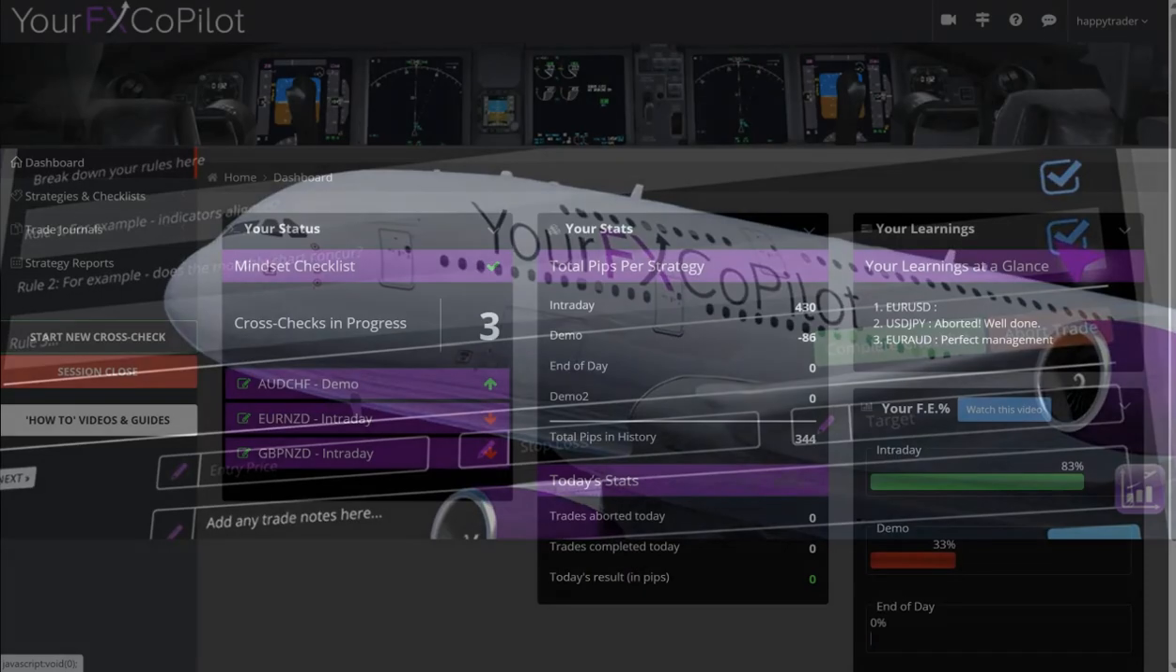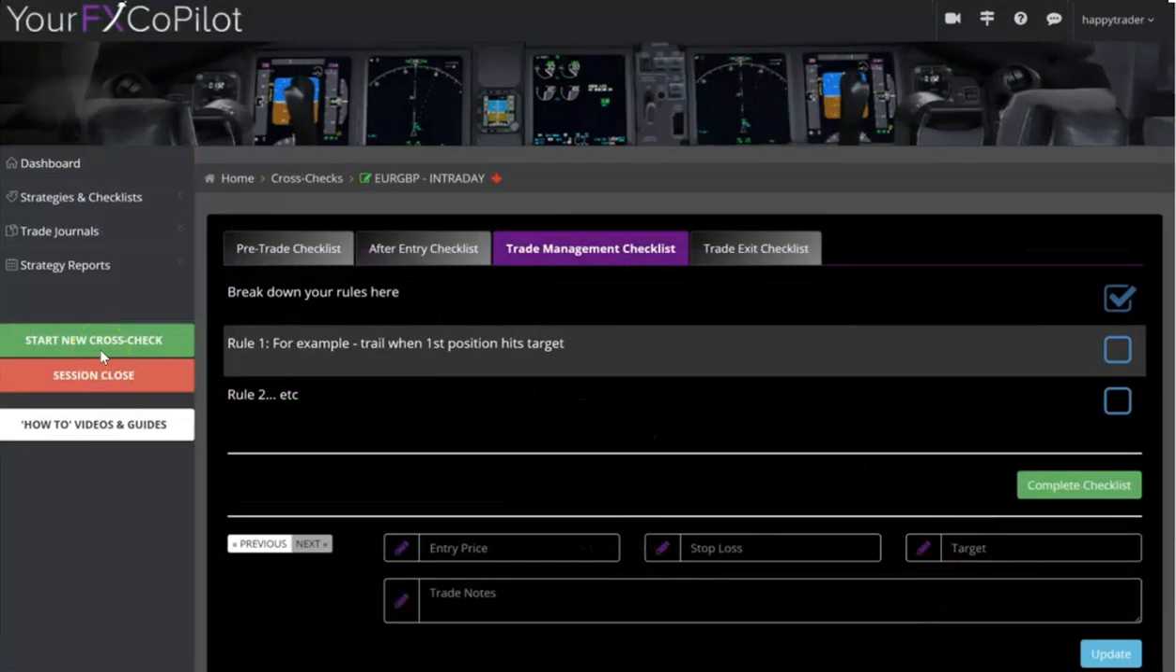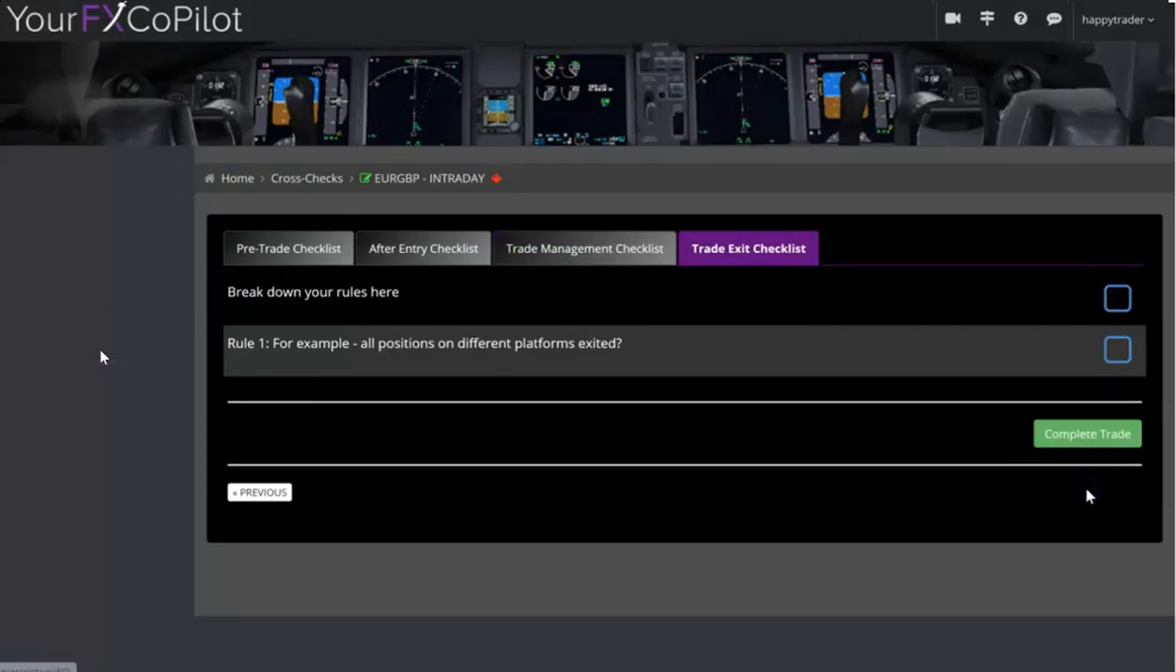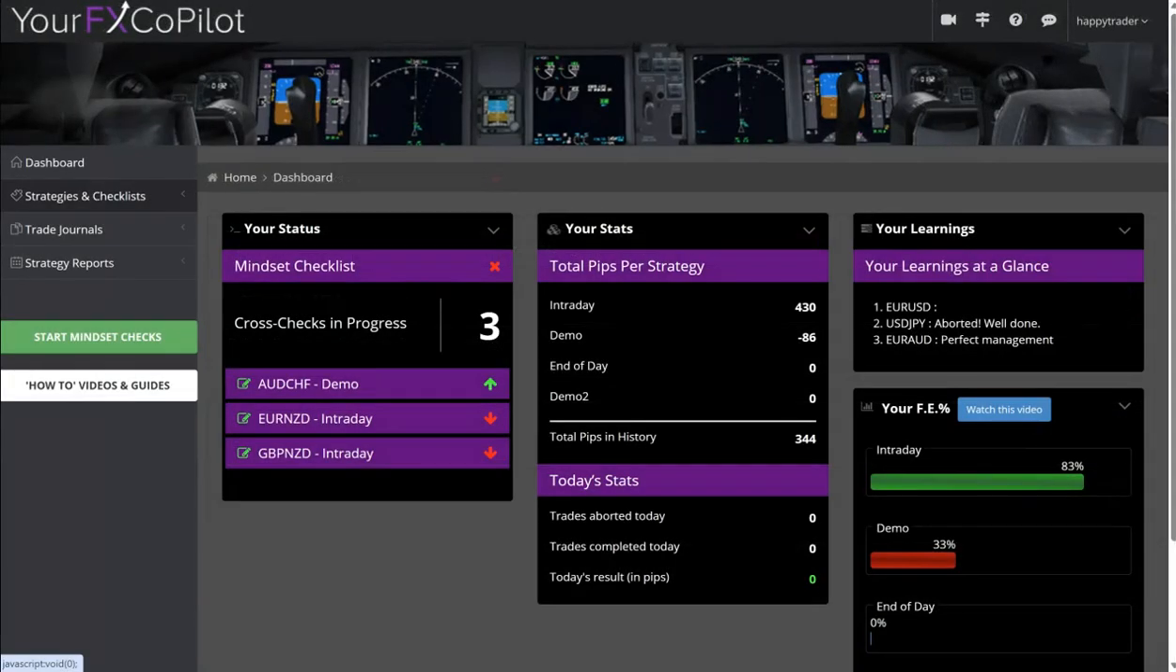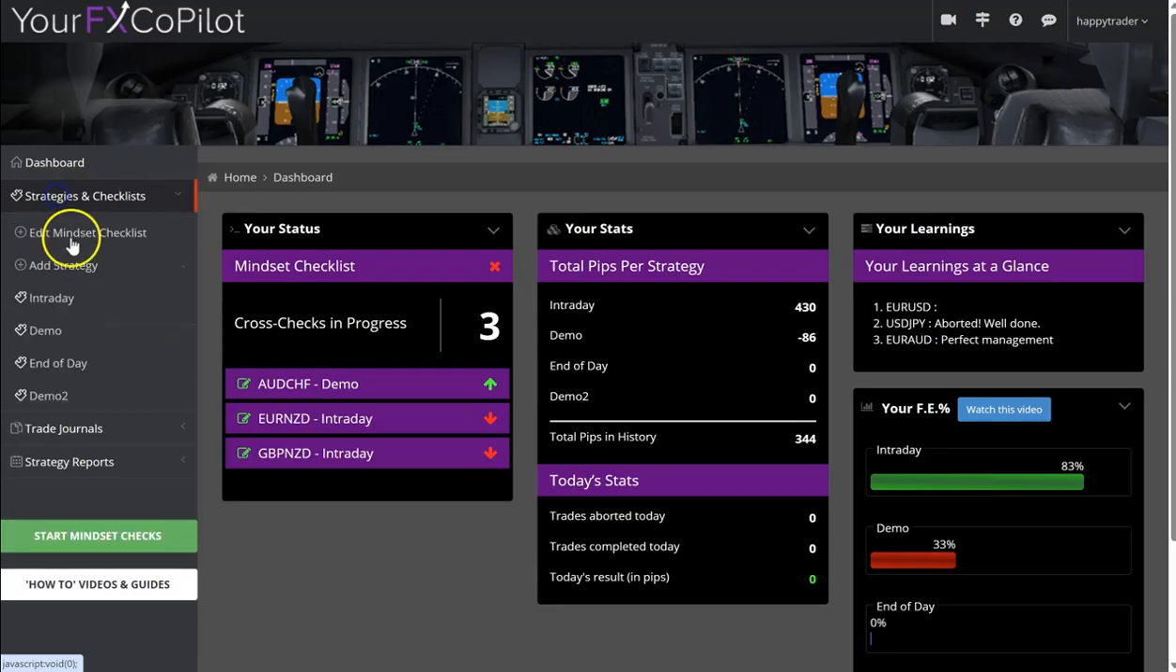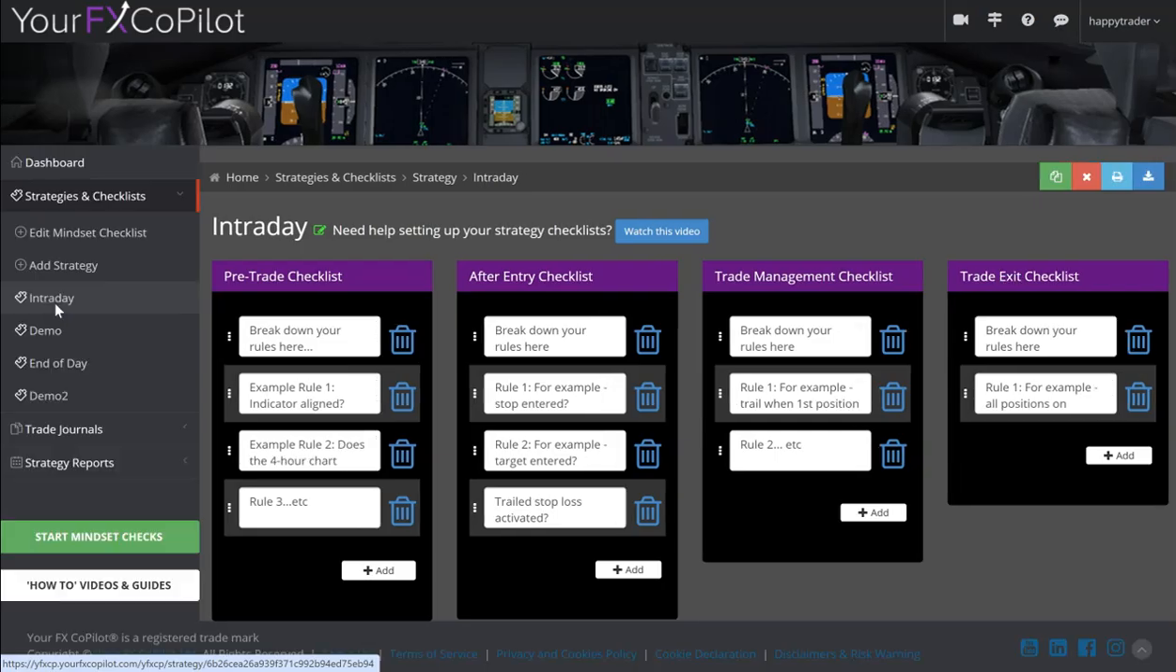In the context of your FX CoPilot, a cross-check is the process of checking your trade against your checklist steps before, during, and after each trade. Before you can initiate a cross-check, you will need to have set up checklists for at least one strategy, just like I have here. You will also need to have done your mindset checks at the start of your trading session, which is all about mindset and session preparation before you start trading.